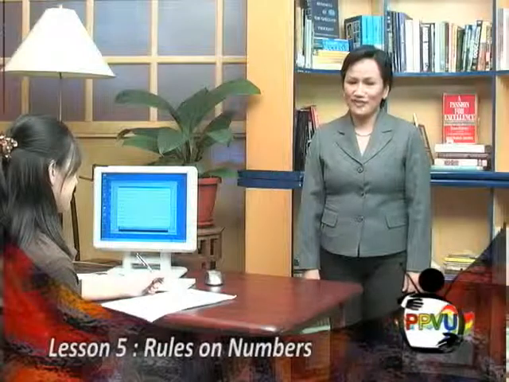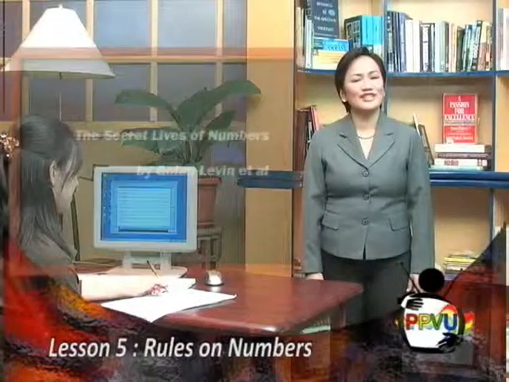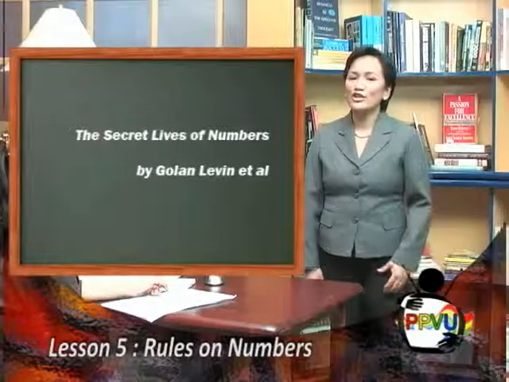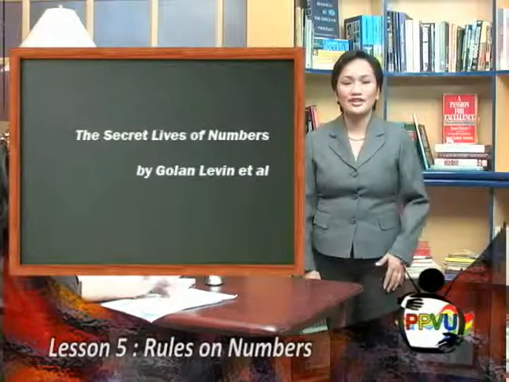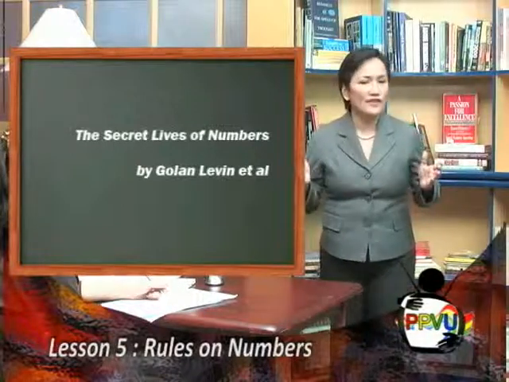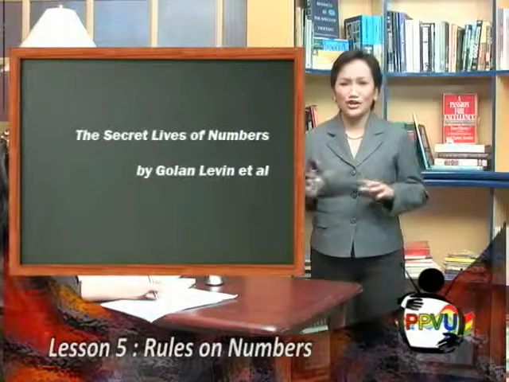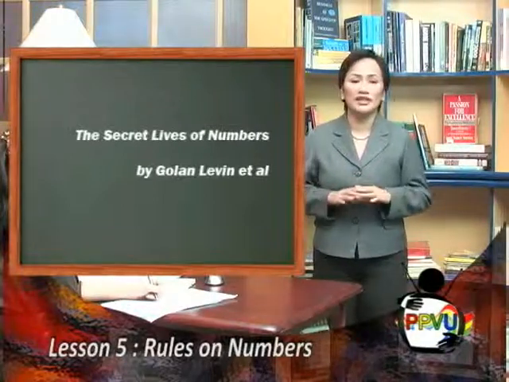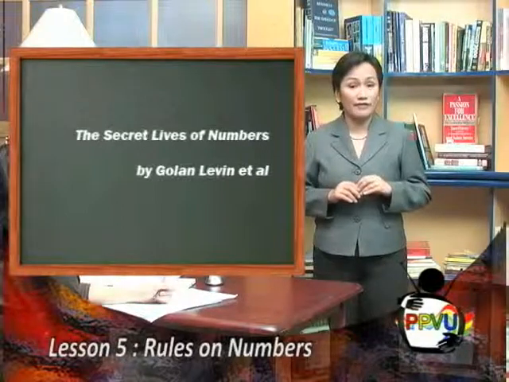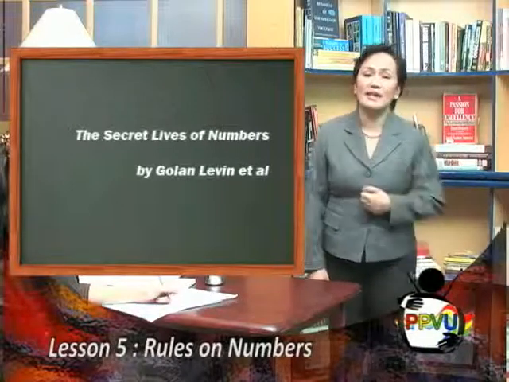Lesson number 5 is on the rules on numbers. Have you heard of The Secret Lives of Numbers by Goland, Levin et al.? The authors conducted an exhaustive empirical study in order to define the relative popularity of every integer between 0 and 1 million. The resulting information exhibits an extraordinary variety of patterns which reflect our minds and body.